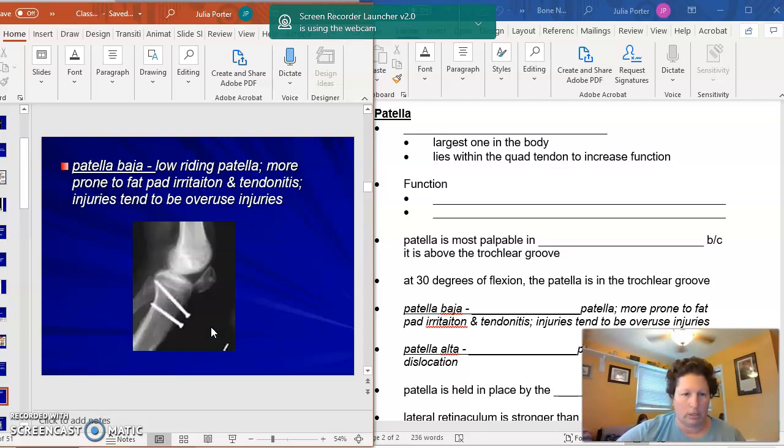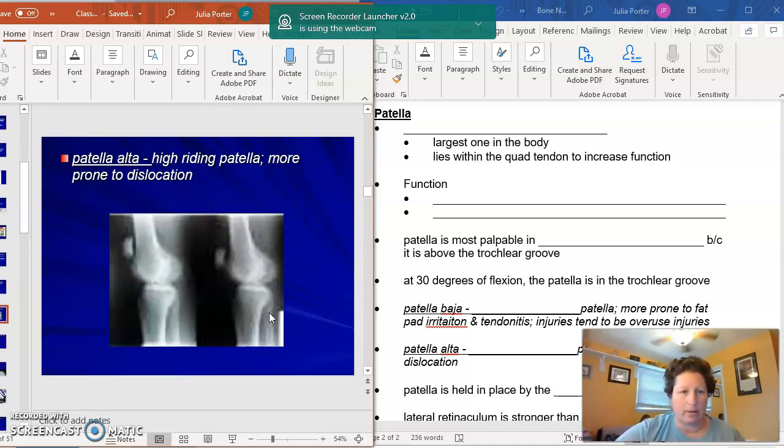So 2 injuries that you should have done in your injuries and illness section. Patella baja means low riding patella. As you see right here, this patella is hitting into the fat pad, which causes irritation and tendonitis. Patella alta, as you can see here, this patella is high riding, meaning that it should sit right here, but it is sitting way too high, prone to more dislocations.